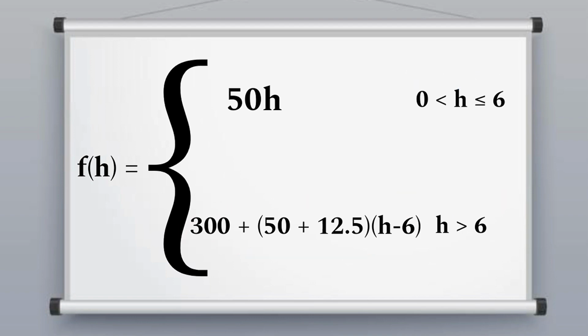Consider the piecewise function. F of H is equal to 50 multiplied by H if H is greater than 0 but less than or equal to 6. 300 plus (50 plus 12.5) times (H minus 6) if H is greater than 6. Step 4. Combine and solve solutions. Combine the solutions and solve for each interval into a unified solution. Put the solution back into the original piecewise function to ensure they satisfy the given equation.